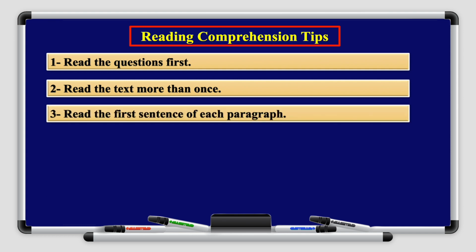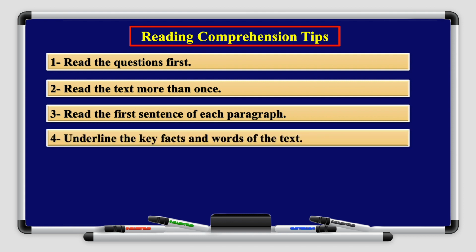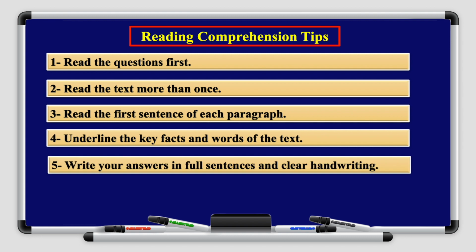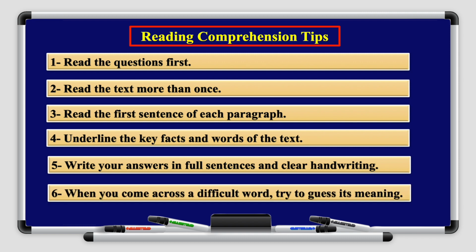Read the first sentence of each paragraph. The first sentence is very important. Underline the key facts and words of the text. Using a pen, of course, don't forget your pen while reading because you're gonna underline the key facts and words of the text. Number 5, write your answers of course in full sentences and clear handwriting. When you come across a difficult word, it's okay, don't freak out. You will guess the meaning by the words around this word, either before or after. You can guess the word.